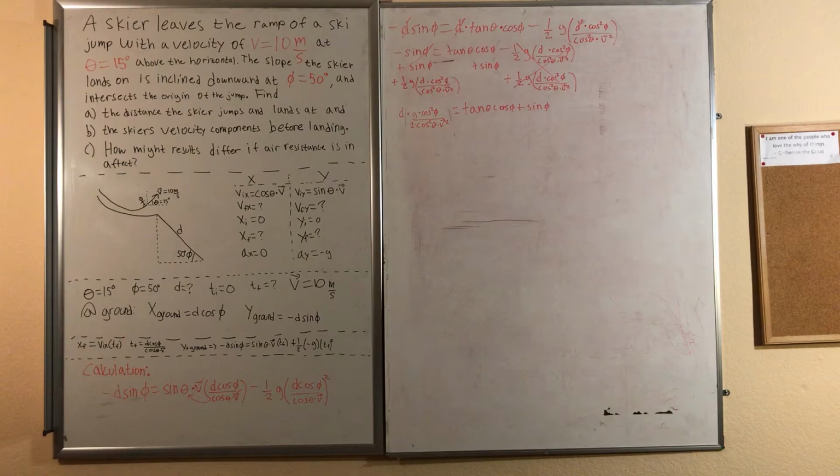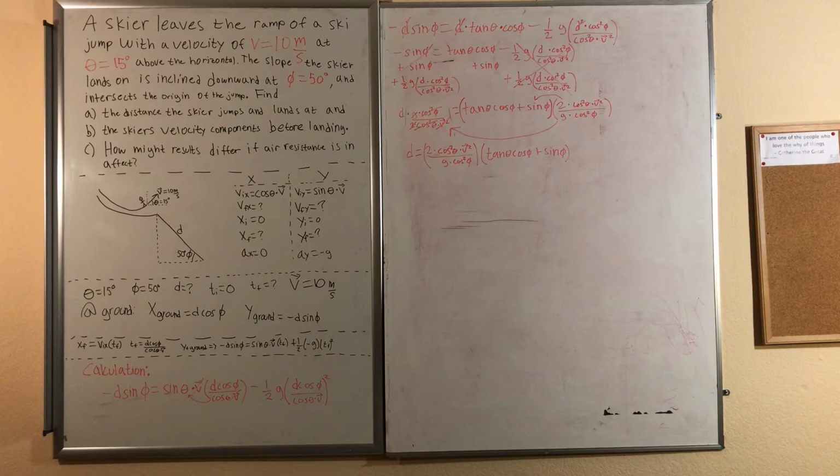To finally solve for d, let's multiply both sides now by the reciprocal, 2 times cosine theta squared times velocity squared divided by g times cosine phi squared. Distributing and multiplying, canceling the g, cosine phi squared, 2 cosine theta squared, and velocity squared, leaves us with just d on the left hand side. D finally equals 2 times cosine theta squared times velocity squared divided by g times cosine phi squared times tan theta times cosine phi plus sine phi.